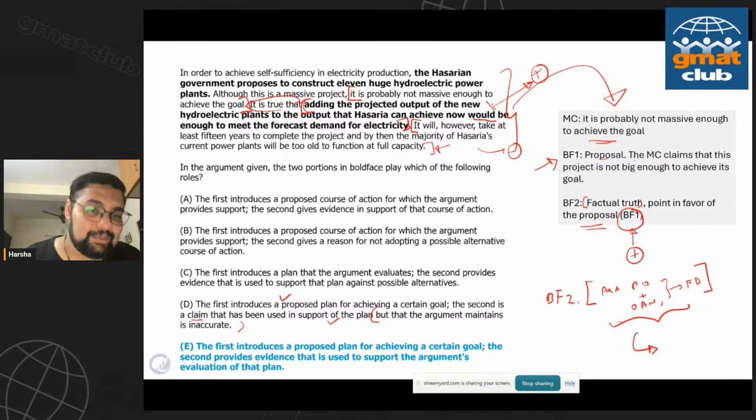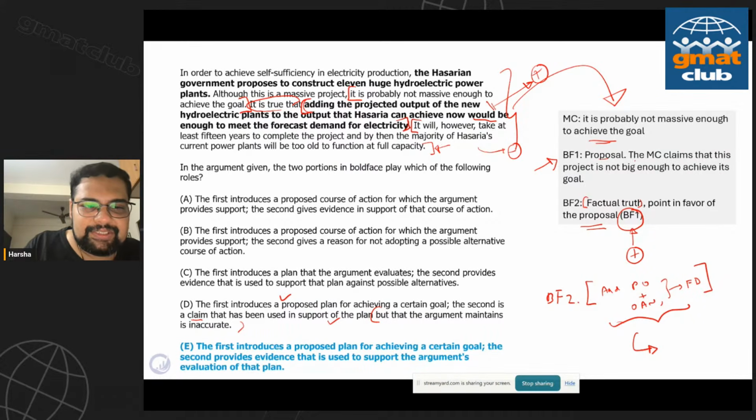Great. So BF2 is hardcore accurate. I won't even say we don't know whether it is accurate or not accurate. The author is telling us it's accurate. It's that crystal clear if you understood this. So just to summarize, the main conclusion, it's not big enough to achieve the goal. The proposal, that is, boldface 1 is the proposal. Boldface 2 is actually a point in favor of the proposal.